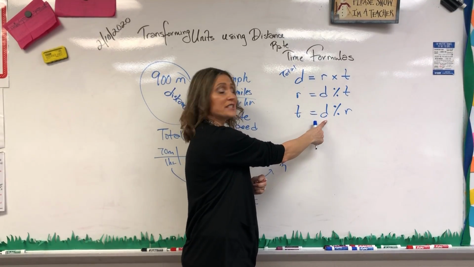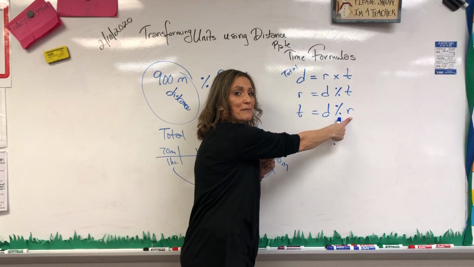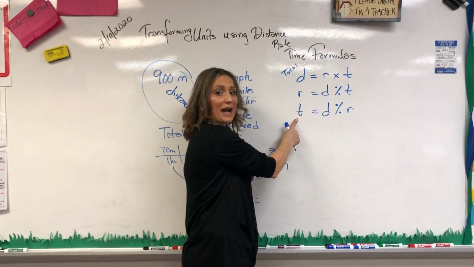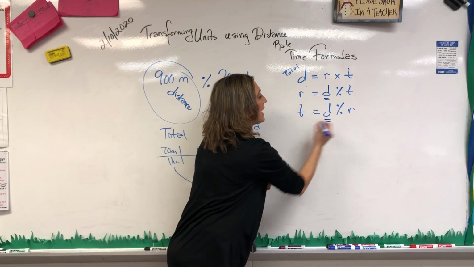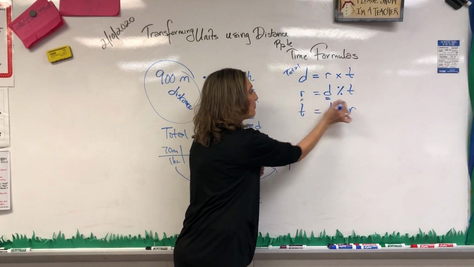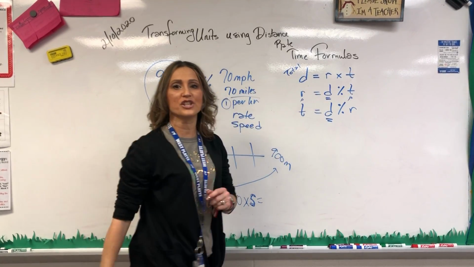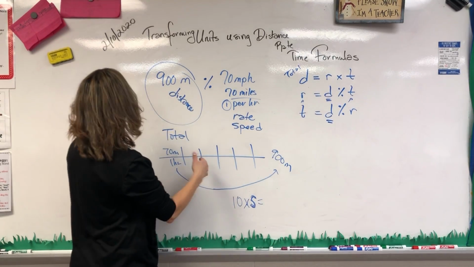If I have the distance and I know how fast or the speed that I'm going at, and I need to figure out how long it took me, those are division problems because I already have the totals. Remember, the distance is your total. And those are the things we went over today.